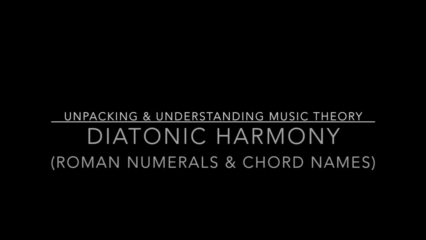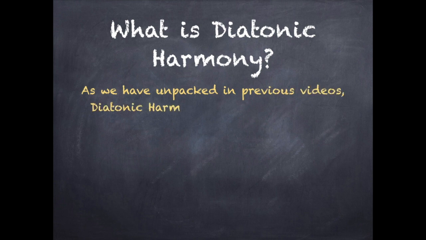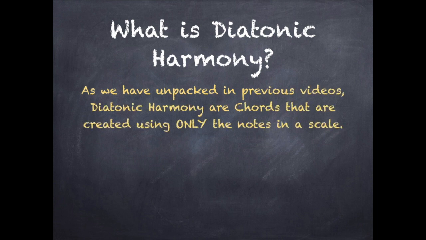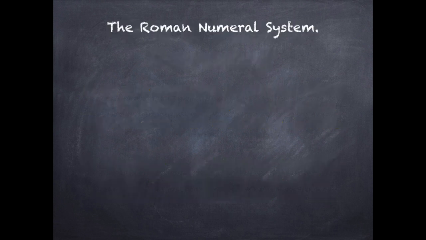This theory video is looking at diatonic harmony, specifically Roman numerals and chord names. What is diatonic harmony? As we have unpacked in previous videos, diatonic harmony are chords that are created using only the notes in a scale. In this video, we will look at the universal naming formats that you can use to identify the chords that are in a key. The Roman numeral system.